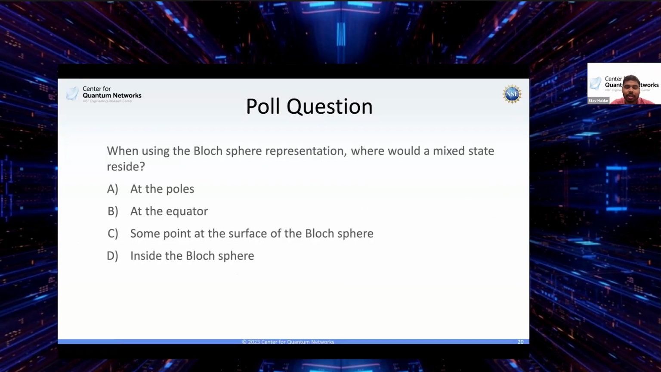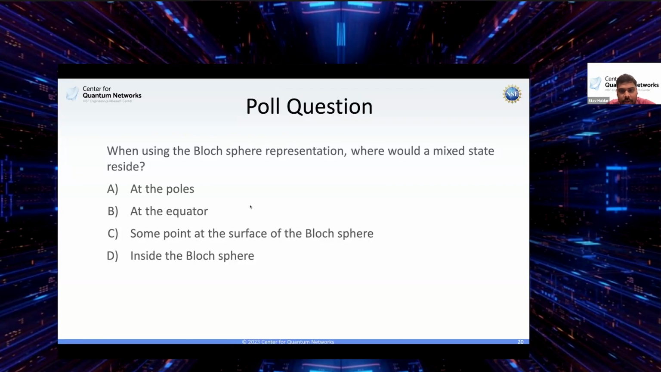Okay, third poll question. When using the Bloch sphere representation, where would a mixed state reside? A, at the poles; B, at the equator; C, some point at the surface of the Bloch sphere; D, inside the Bloch sphere. So remember, try to remember, where do pure states live and where do mixed states live? And what do you see when you go from a pure to a mixed state?